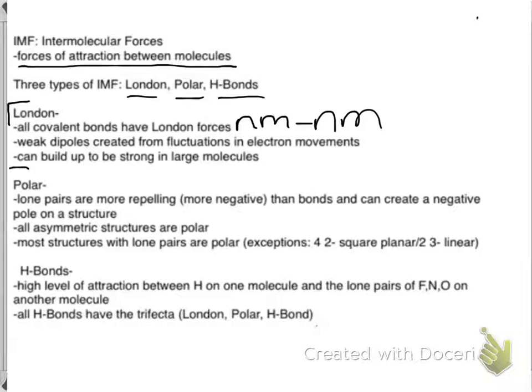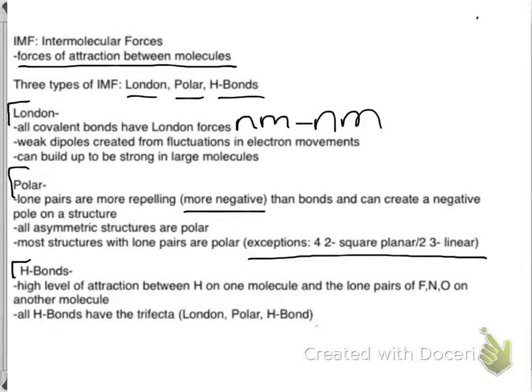Next, I'm going to teach you about polar. Lone pairs are more repelling, which means that they are more negative than bonds, and they can create a negative pole on a structure. All asymmetric structures are polar, and most structures with lone pairs are polar or asymmetric. The two exceptions for this rule are 4-2, which is square planar, and 2-3, which is linear.